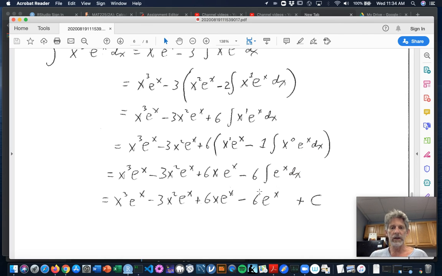But I know that right away. The antiderivative of e to the x is just e to the x. So if I tack on a plus c, I've got the full family of antiderivatives. Great. Reduction formulas can be very convenient.